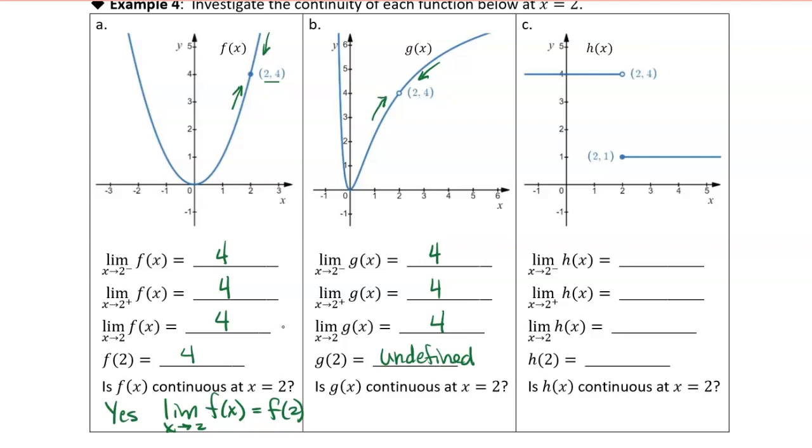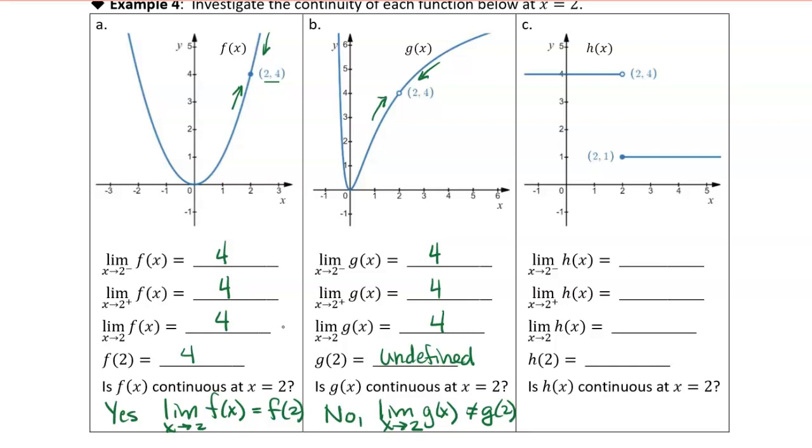So in this case, the limit does not match the value of the function. The function is undefined at x equals 2. So I would say no, it is not continuous at x equals 2, because the limit as x approaches 2 of g of x does not equal g of 2. g of 2 is undefined, even though the limit exists.